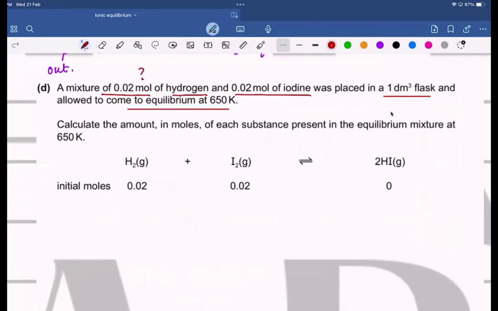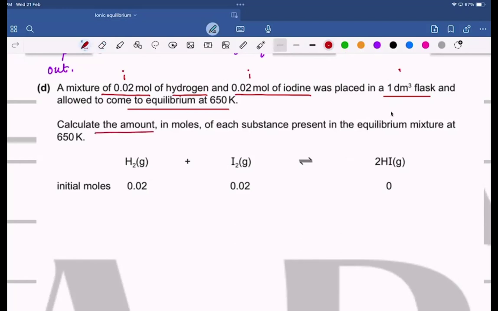So what are these moles? Are these moles at equilibrium or at initial? Sir, at initial. So these are initial moles. Yes, Yusuf, Amna and Kubra, is this clear? Yes, sir.